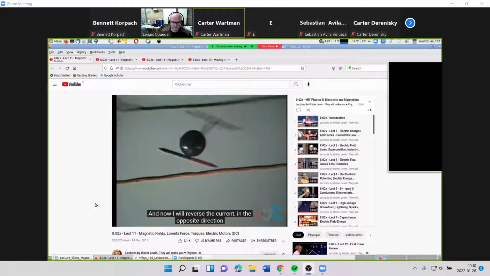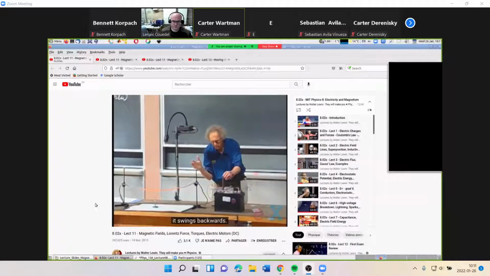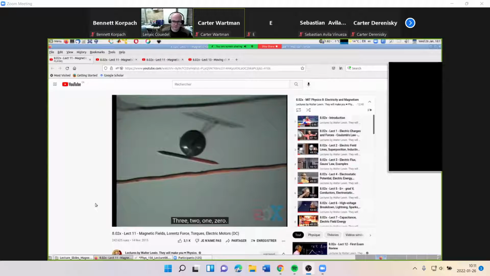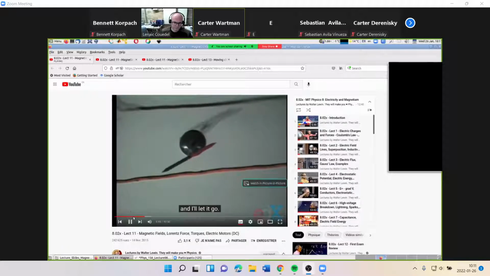And now I will reverse the current in the opposite direction. And now you will see that it swings backwards. It's 180 degrees in a different direction. 3, 2, 1, 0. There it goes. I will stop it. Few seconds, that's the equilibrium position, and I let it go.